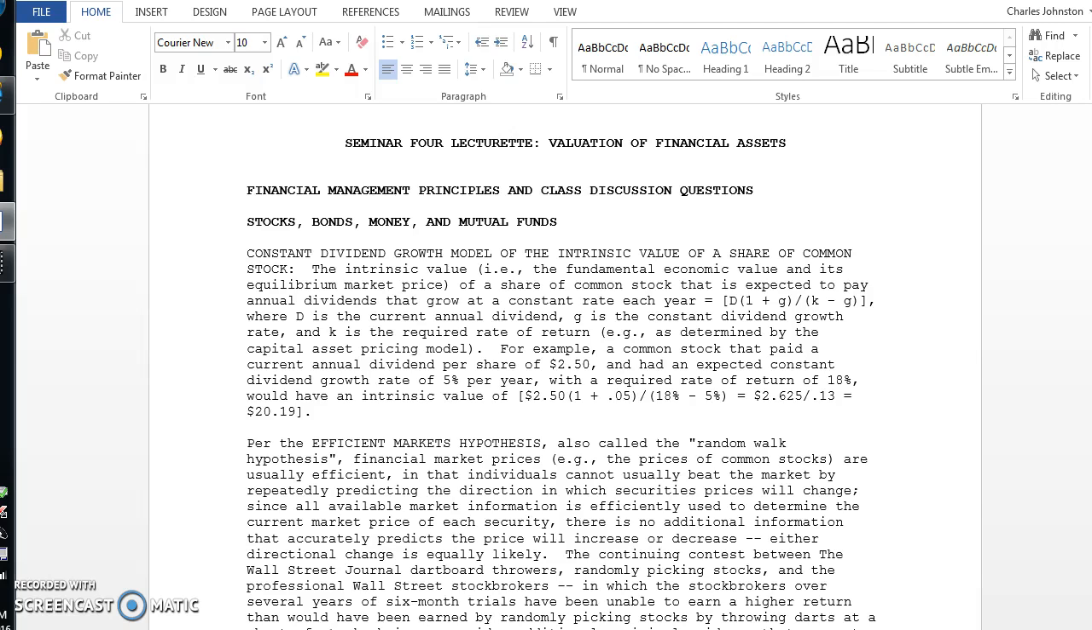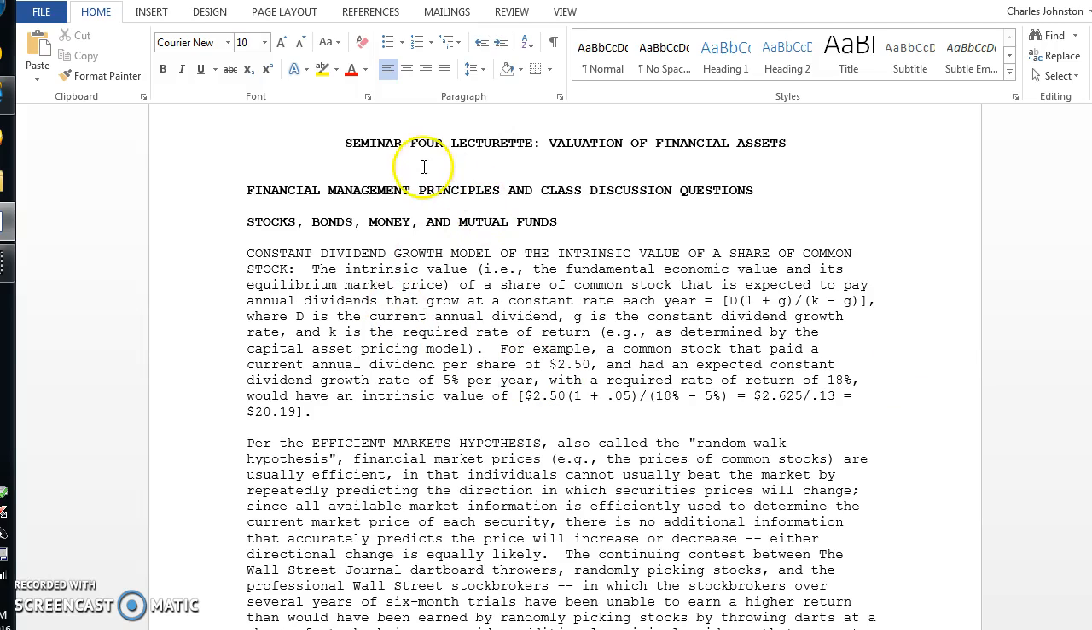The purpose of this video is to introduce you to stocks that pay dividends for companies that have a constant dividend growth policy, and to show you how the stream of dividends can be used to calculate the intrinsic value of each share of stock, or the price, estimate the price of each share of common stock.